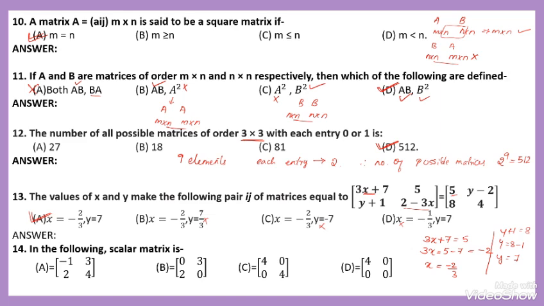In the following, which is the scalar matrix? The matrix is said to be a scalar matrix when the non-diagonal elements must be 0 and the diagonal elements are equal. By the definition of the scalar matrix, non-diagonal elements must be 0 and the diagonal elements are the same. Then for this, option C is correct. Therefore, this is the scalar matrix.